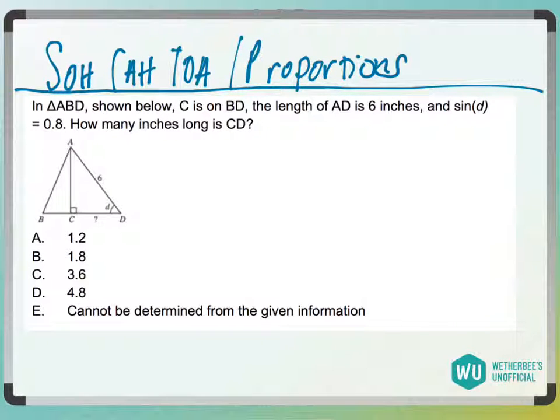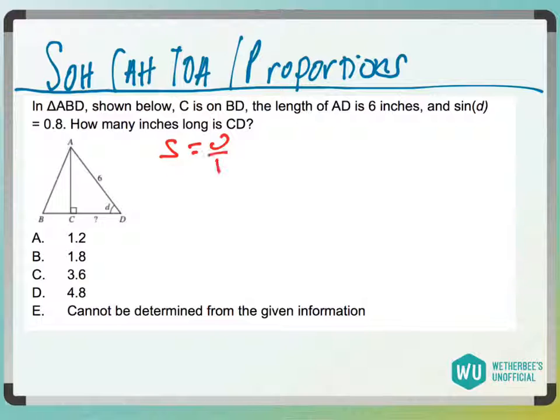Alright, so this is part SOH CAH TOA, part proportions, actually part Pythagorean theorem. So there are a lot of triangle concepts and a proportion concept thrown into one problem, making this quite a bit more difficult than a lot of other problems. But, okay, so we have the sine of D is 0.8.